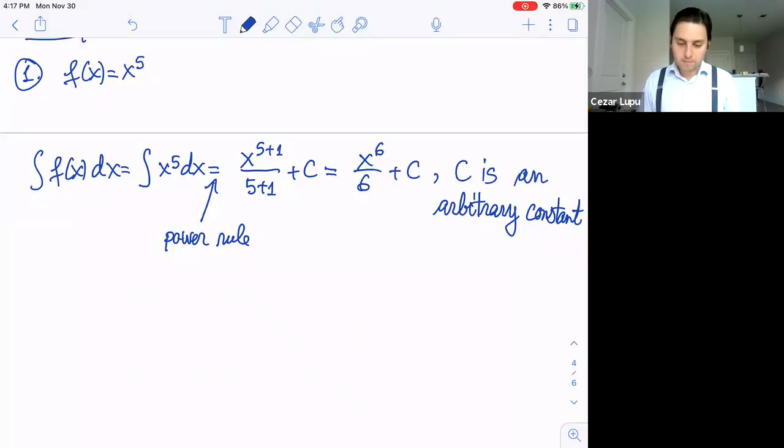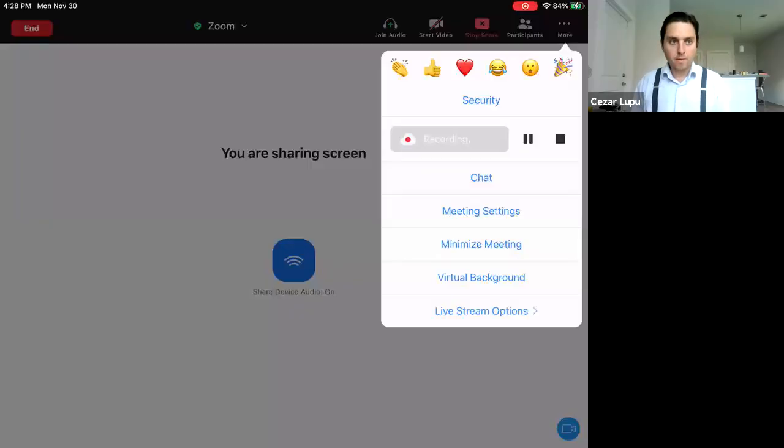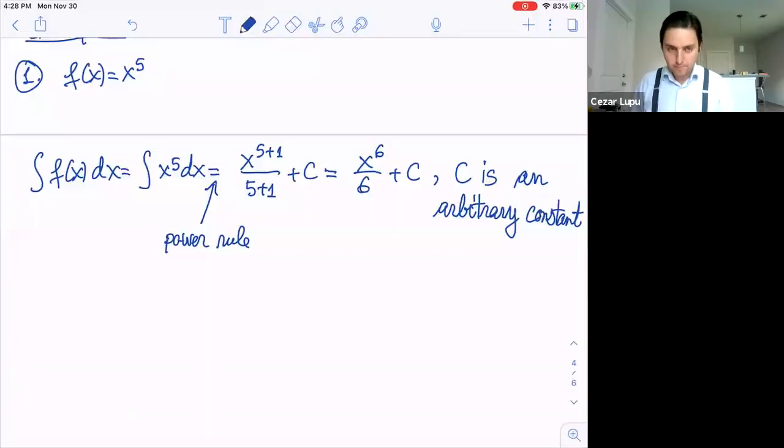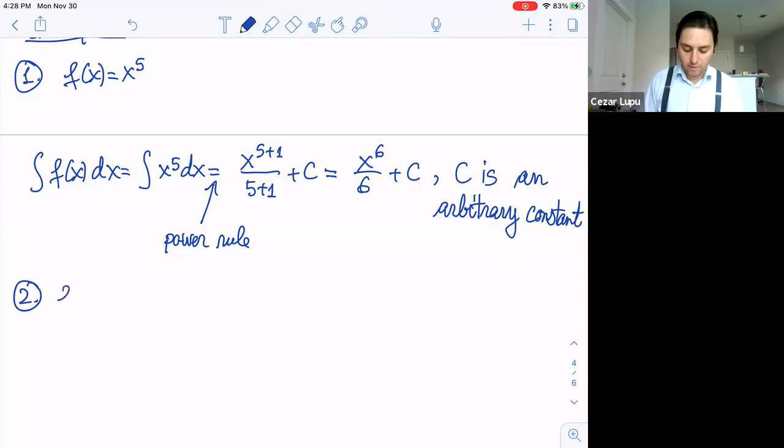Now, let's see another example. Just like I said, we have that by using the power rule, the integral of x to the fifth dx is nothing else than x to the power 6 over 6 plus c. All right, now let's see a second example. Now let's just take f of x to be 1 over x.